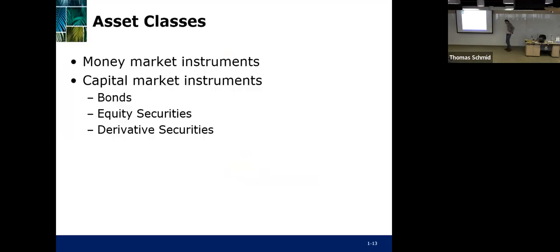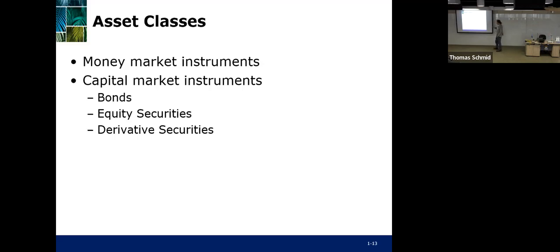There are multiple ways we can classify or distinguish asset classes, and it's often not even clear what exactly an asset class is. So consider this as one way to classify asset classes.